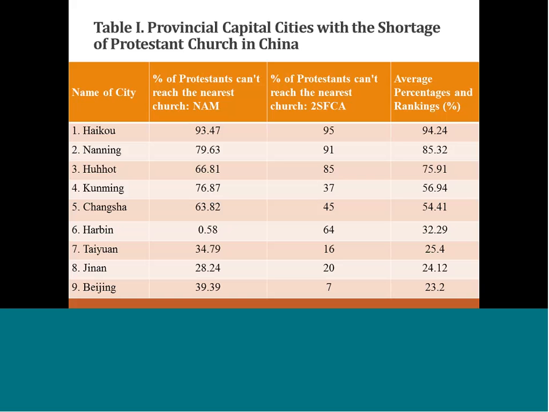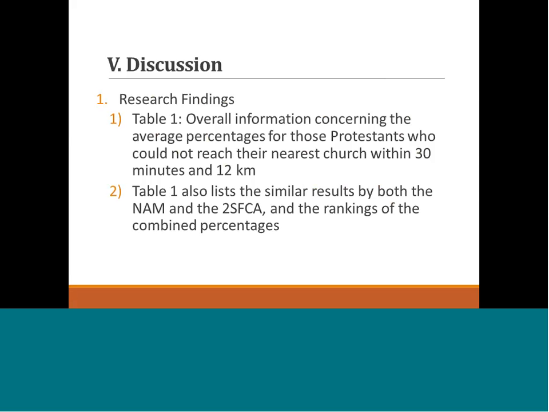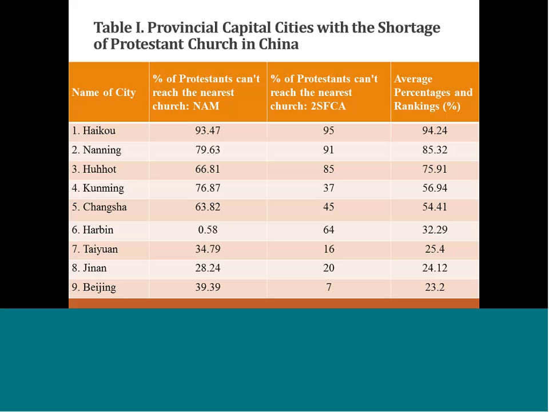This is Table 1, provincial capital cities with a shortage of Protestant churches in China. Table 1 gives overall information concerning the average percentage of those Protestants who cannot reach their nearest church within 30 minutes and 12 kilometers. Table 1 also lists the similar results by both the name and two-step methods, and the rankings of the combined percentage based on these 2 methods. There it is. We list the 9 cities here.